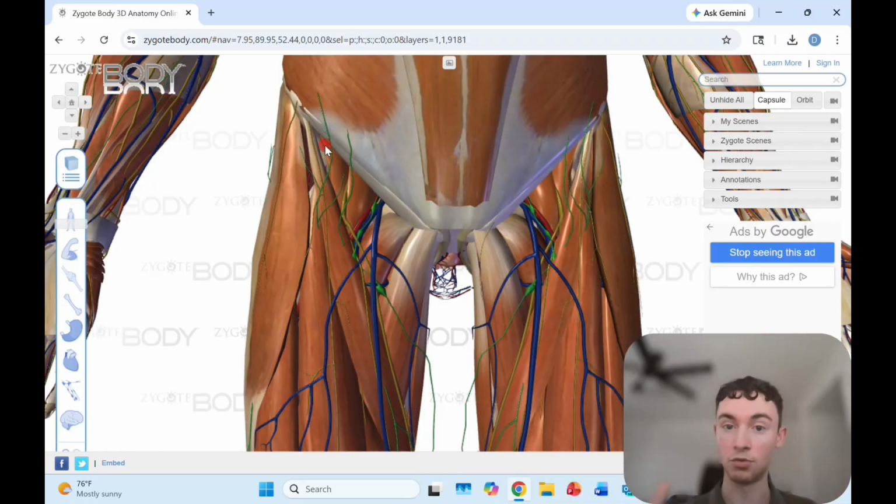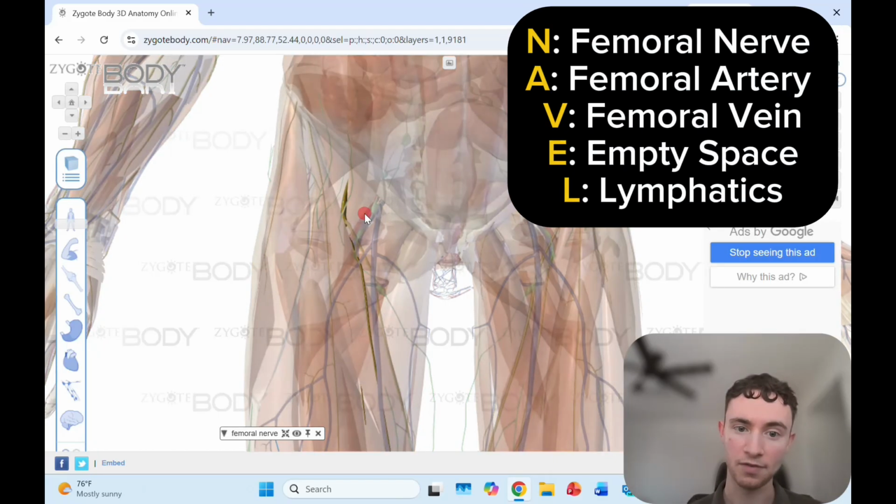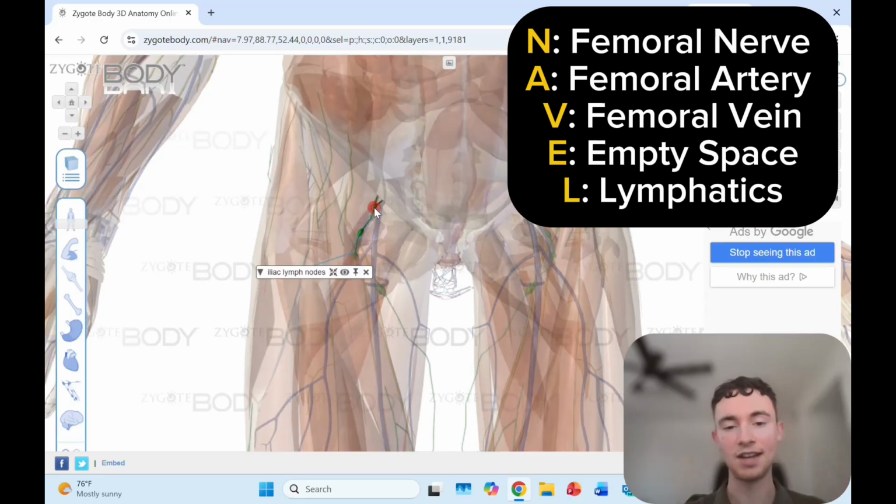The way I can remember what is located inside this triangle is the acronym NAVEL, N-A-V-E-L. From lateral to medial, this means that it contains the femoral nerve, the femoral artery, the femoral vein, then the E is an empty space, and then the lymphatics, so the iliac lymph nodes right here.